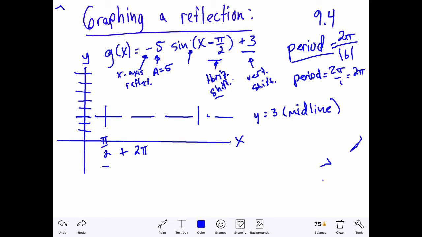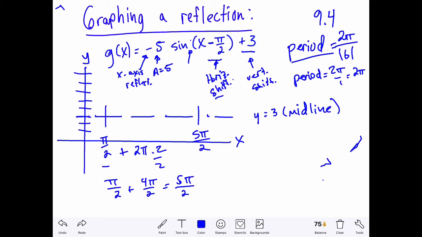Okay, so what's pi halves plus 2 pi? Well, I've got to multiply that by 2 over 2. So that'd be pi halves plus 4 pi halves, which is 5 pi halves. So I know that at the end of the period, that should be 5 pi halves. Okay. All right, then what do I do now?